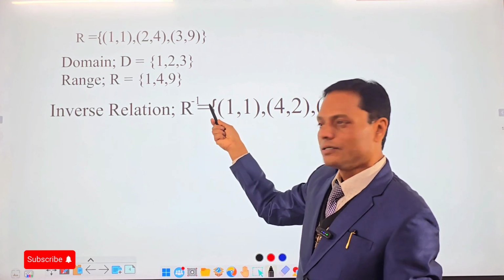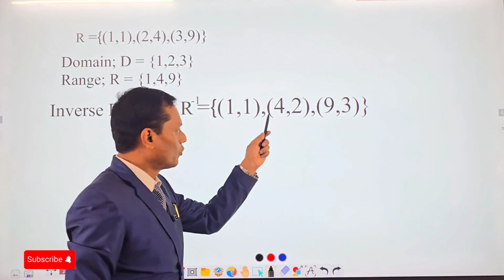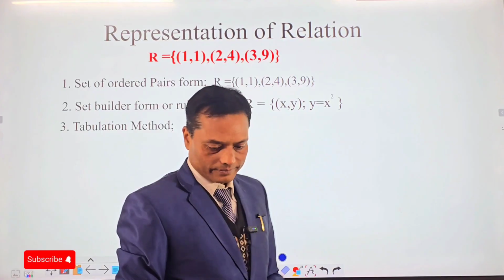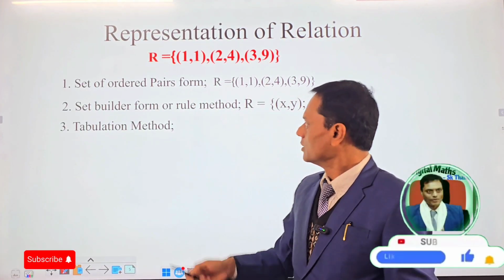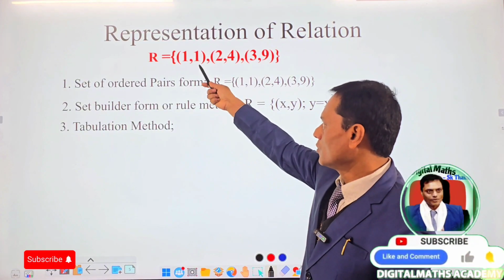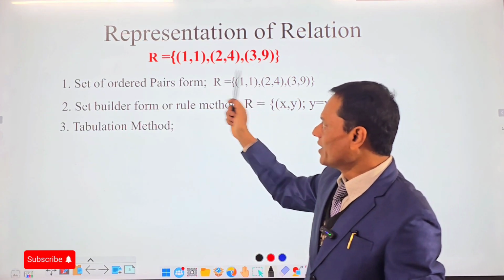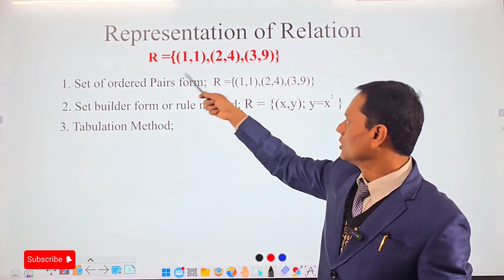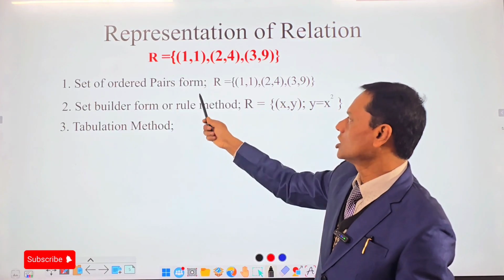So the inverse relation we can represent like this: (1, 1), (4, 2), and (9, 3). Representation of relation: by how many ways can we represent a relation? So we have here the relation (1, 1), (2, 4), and (3, 9). First of all, we write the relation as (1, 1), (2, 4), (3, 9), right? And this is the set of ordered pairs.